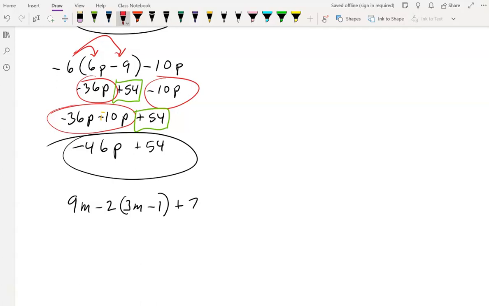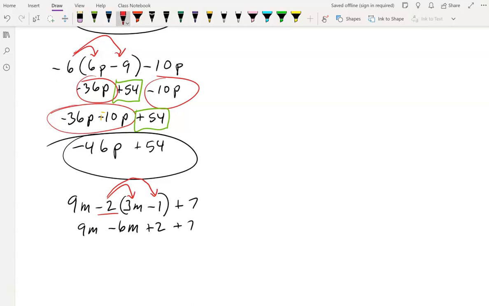So we are distributing. Remember, this is negative 2. We are distributing negative 2 to 3m. So that's negative 2 times 3 is negative 6m. And then negative 2 times negative 1. Negative times negative is positive 2. We can bring this 7 down, and we can bring the 9m down because we didn't do anything with that.